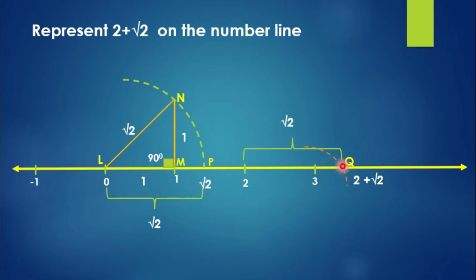Similarly, for 2 minus square root of 2, we have to mark the same length on the left side of number 2, from here to here. This point represents 2 minus square root of 2 on the number line.